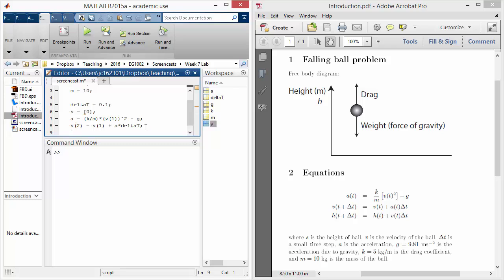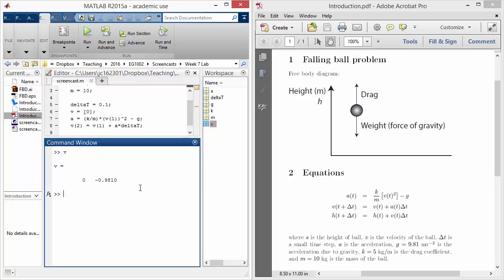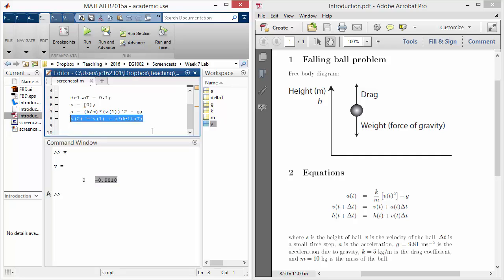So if I run this now, let's have a look at the values in v. I have, starting from 0 and then 0.1 of a second later, this is the velocity. It's negative because the ball is falling downwards. And so now I can do this step again.